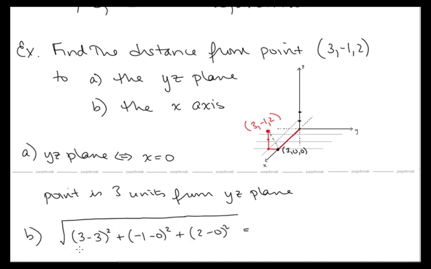So we set up our distance formula between the 2 points. And we've got radical 5. So our point is radical 5 units away from the x-axis.